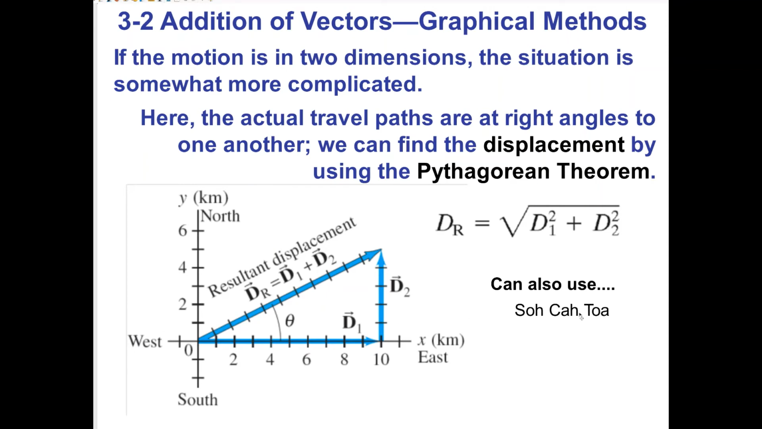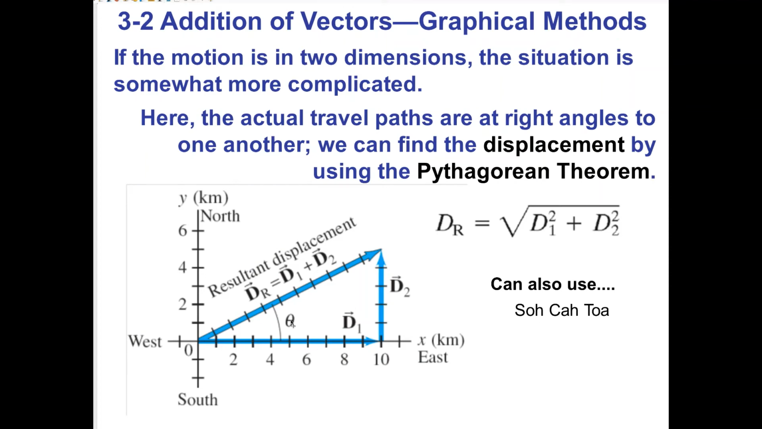SOHCAHTOA is a memory aid that I used when I was first learning trigonometry. It says that the sine of theta is equal to a ratio of the opposite side to the hypotenuse. The cosine of theta is equal to a ratio of the adjacent side to the hypotenuse, and the tangent of theta, the ratio of opposite to adjacent.